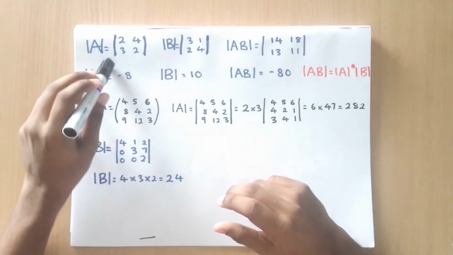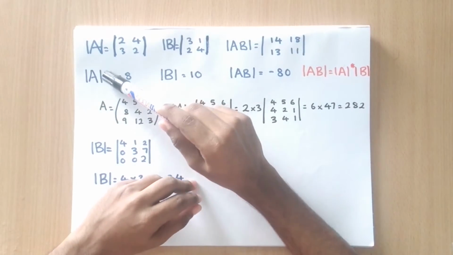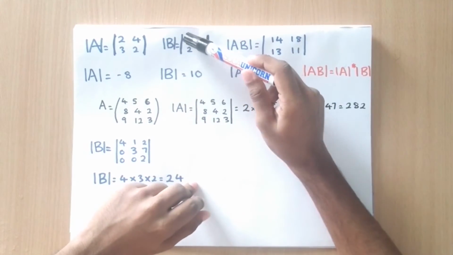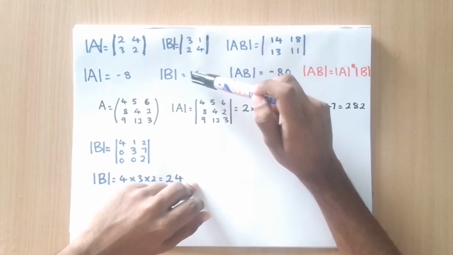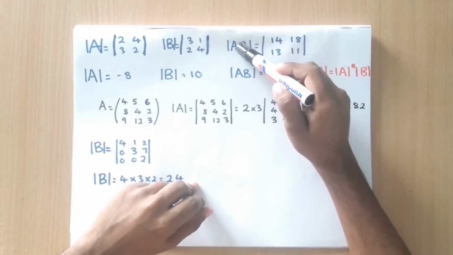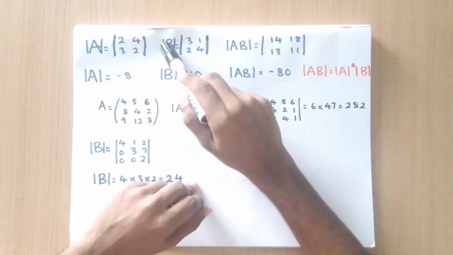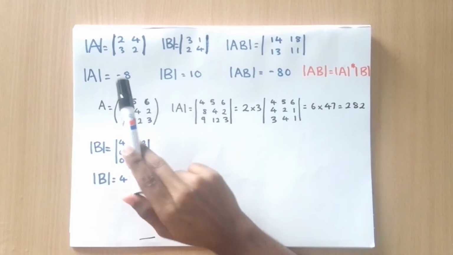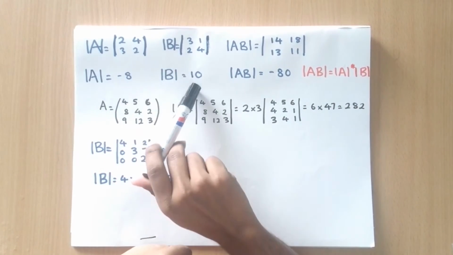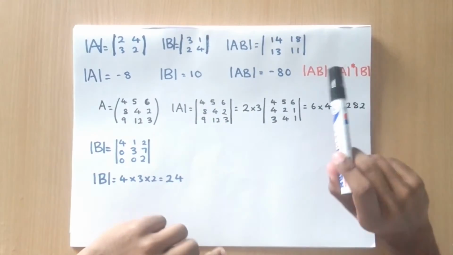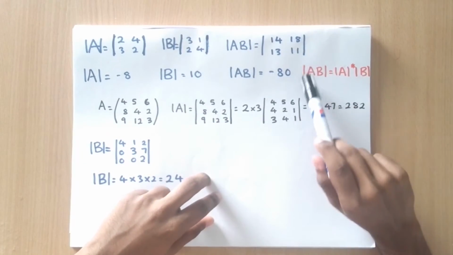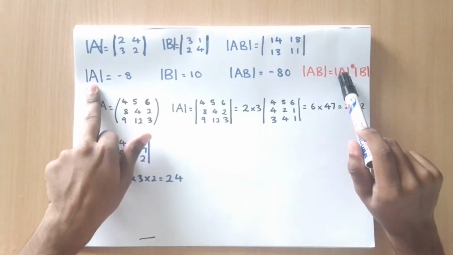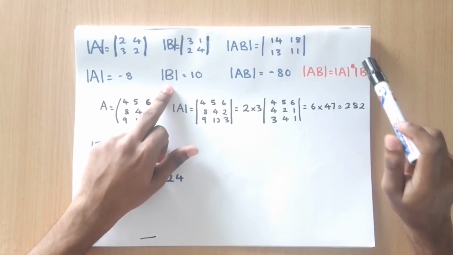Consider these two matrices A and B. The determinant of A is 4 minus 12, that is minus 8. The determinant of B is 12 minus 2, that will give us plus 10. So the determinant of AB, that is A multiplied by B, is minus 80. If you see closely, when you multiply minus 8 into 10, you get minus 80. So we can conclude that the determinant of AB is equal to the determinant of A multiplied by the determinant of B.